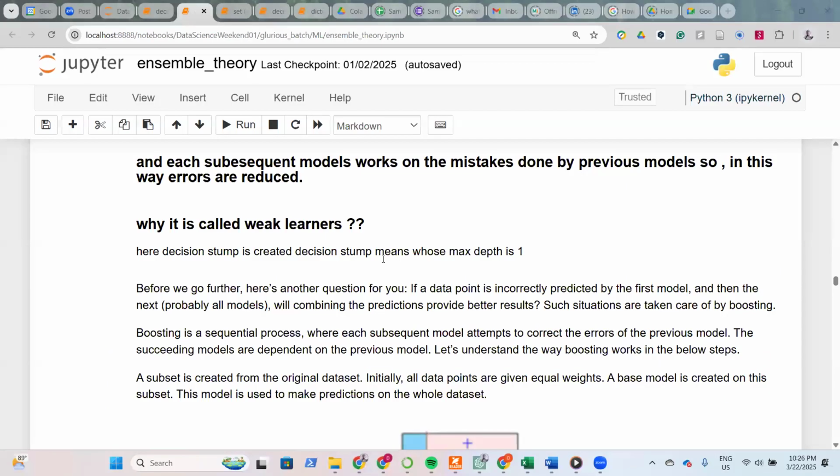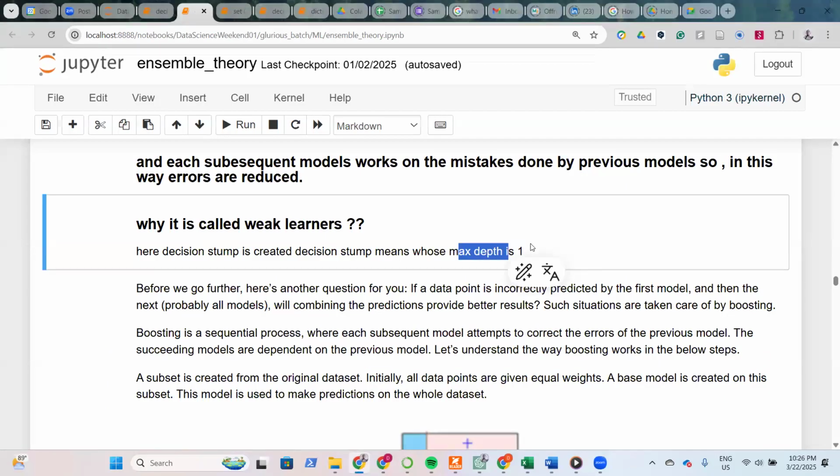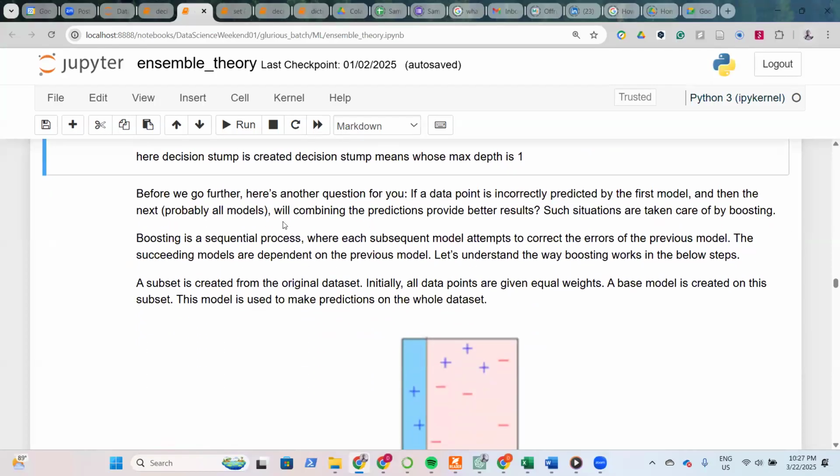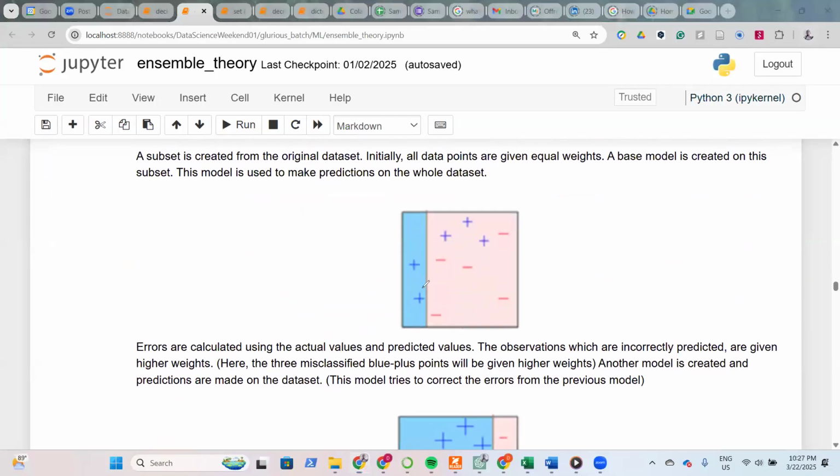Why do we call them weak models? I've already explained, because it does one split. That's the maximum depth is 1. That's the decision stump. So I went ahead and did some example here.